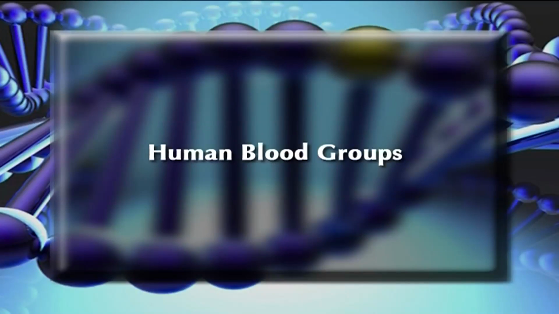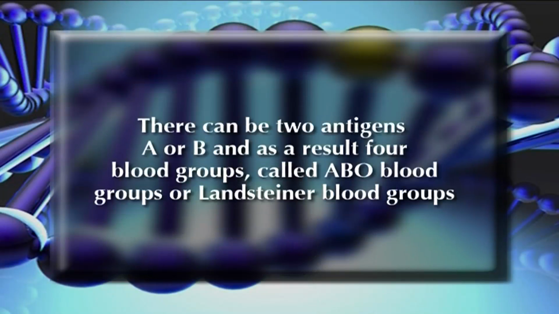Human blood groups. On the basis of presence or absence of certain antigens, ABO blood groups have been established in man. It was found that there can be two antigens, A or B, and as a result four blood groups, called ABO blood groups or Landsteiner blood groups.